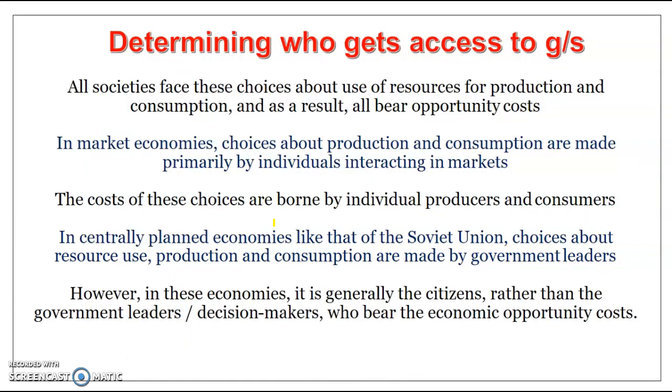All countries face this decision about how they're going to allocate their scarce resources, how we're going to use our land, labour and capital to produce goods and services. But we need to make a choice about whether we're going to allow the government to determine how we do that, or whether it's going to be the decisions of consumers that determine what should happen. So some countries choose a more centrally planned system like the Soviet Union, while other countries choose a more private system.